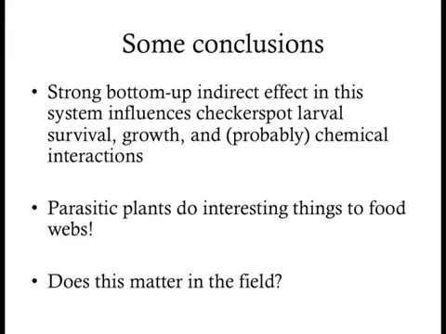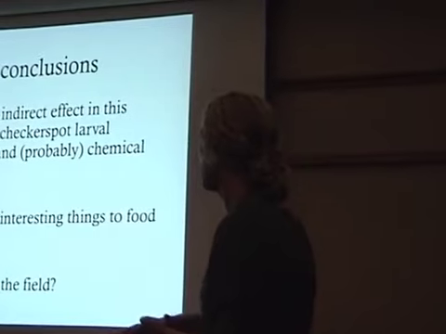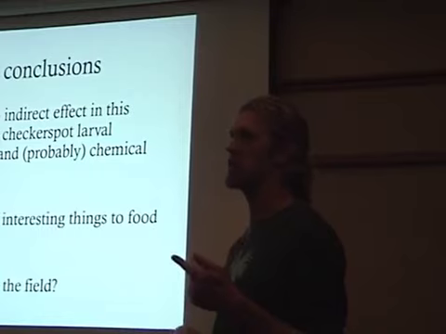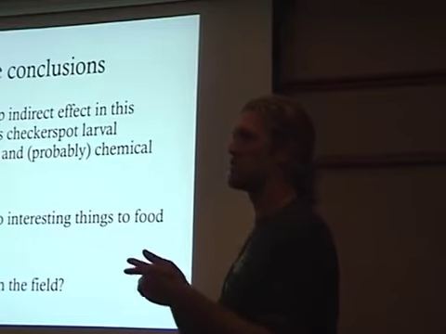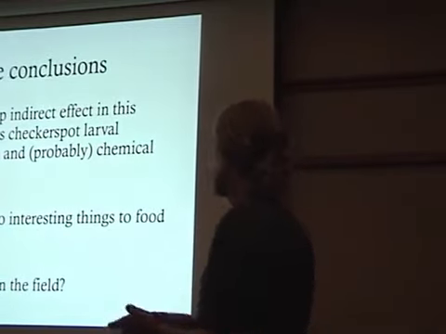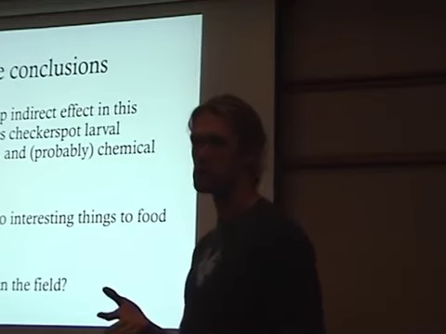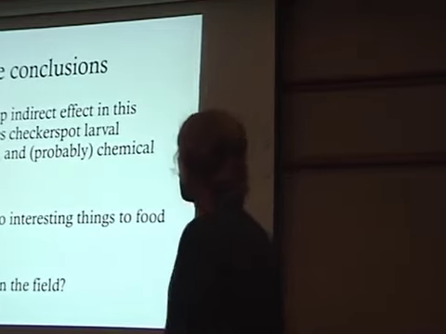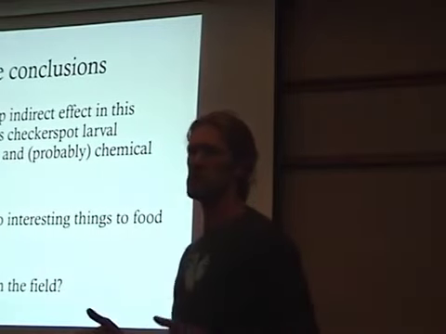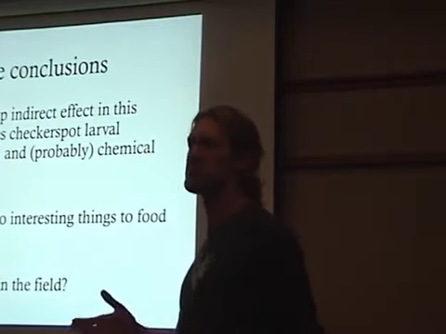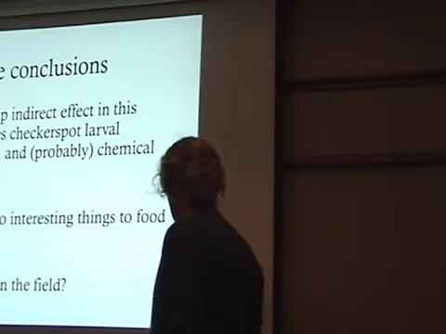So, some basic conclusions we can draw right now. There's definitely a strong indirect effect where hosts change the paintbrush and it affects the larvae. It affects their survival, how big they grow, and their chemistry. So that's kind of interesting. And generally, parasitic plants do really weird things in food chains and food webs, which I think is really cool.